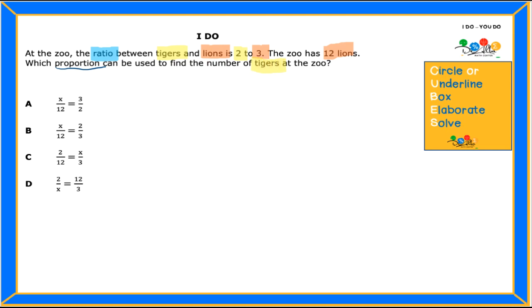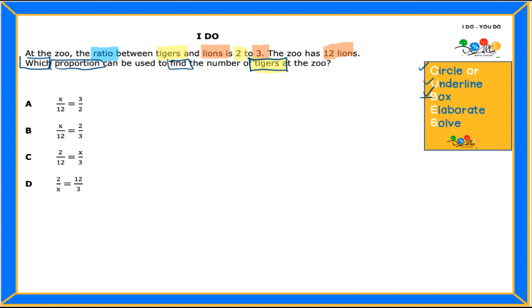Okay, so now we are in the question. We did circle or underline when we did highlight. Now we're gonna box the question. And the question is, which proportion can be used to find tigers? Just like that. That's what I'm going to do. Which proportion to find tigers?